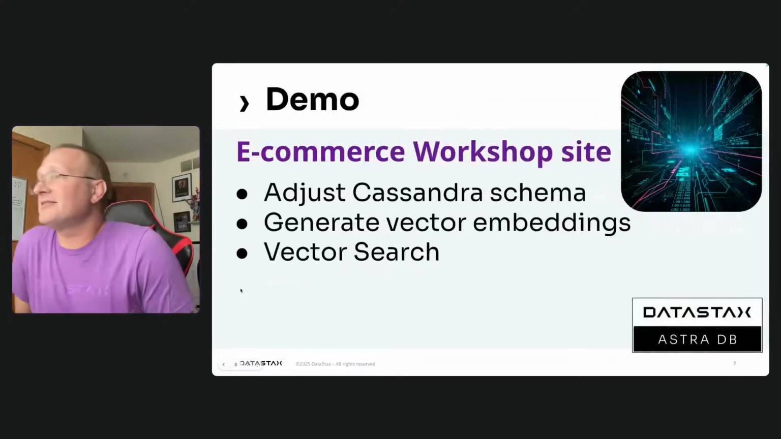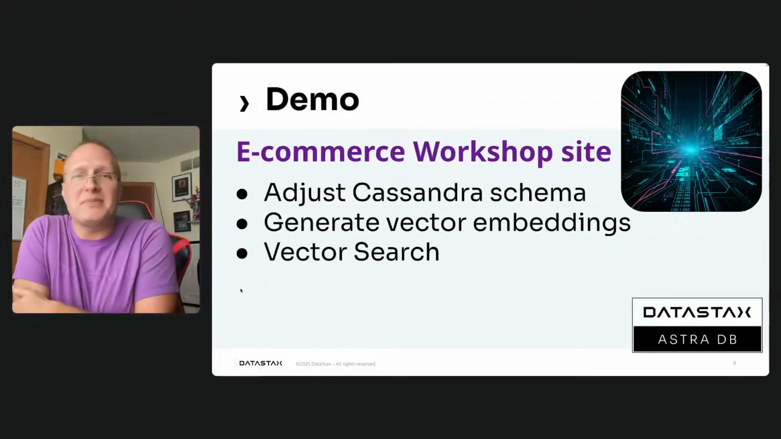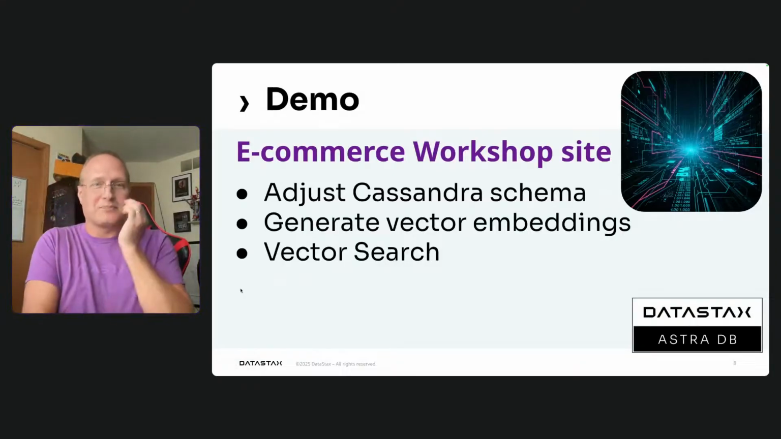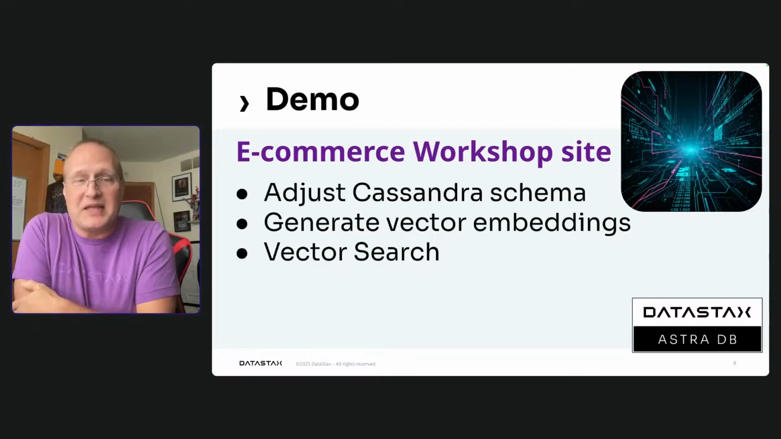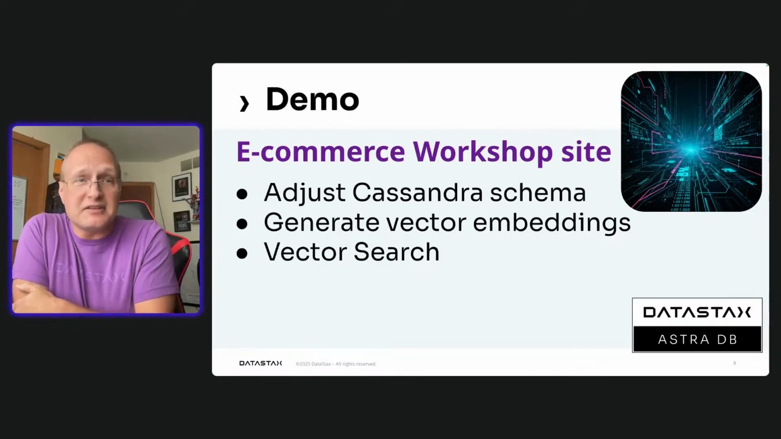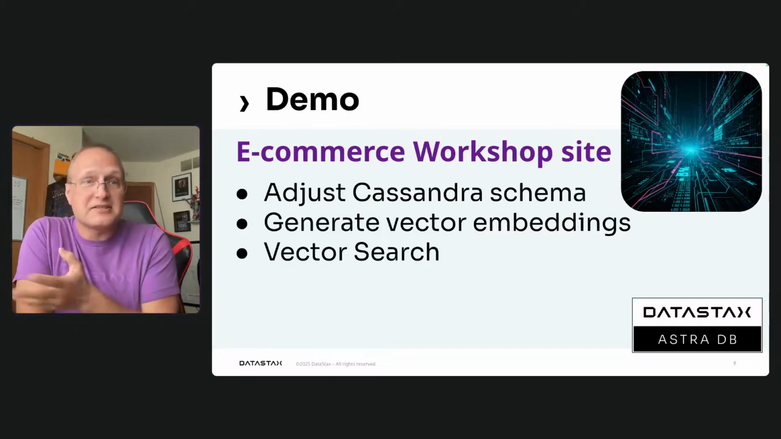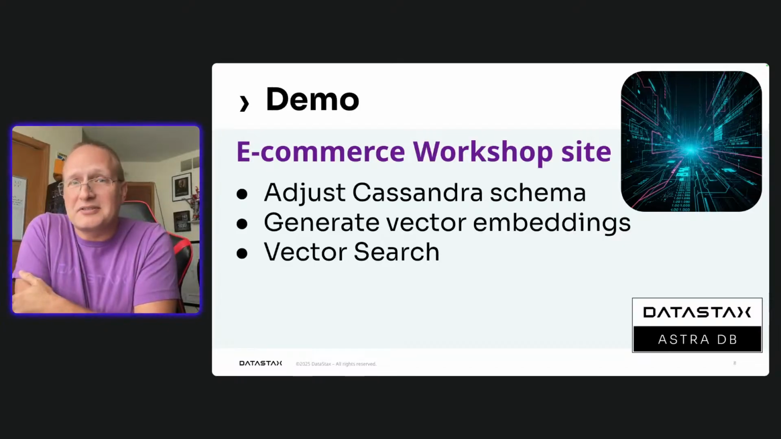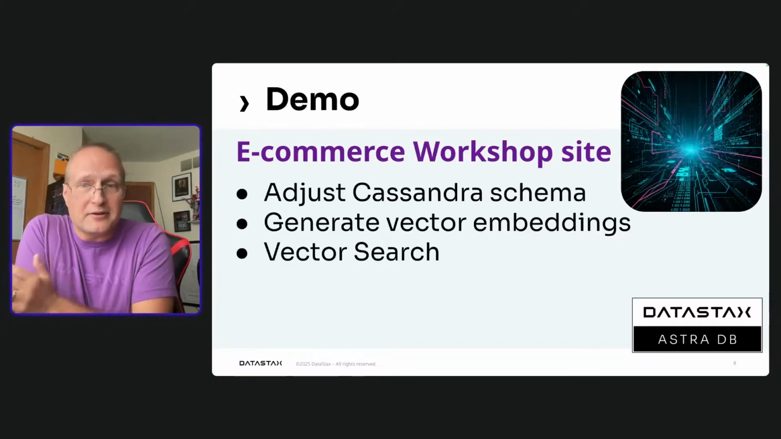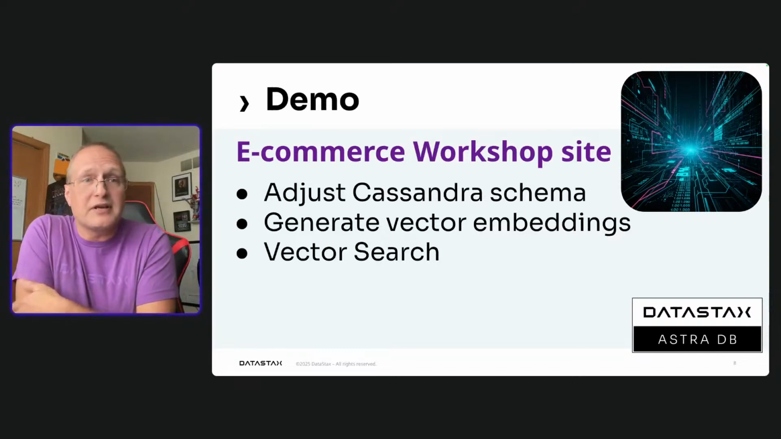Well, I didn't have a whole lot on the slides there, so we've made it through those in 14 minutes. But basically, this is what we're going to have a look at. We're going to go in depth inside this e-commerce workshop site that I have and that we've been building for years. We're going to take a look at the underlying CQL schema, talk about what it takes to generate vector embeddings and show a little bit of the code. And then I have a couple examples of vector search as well.